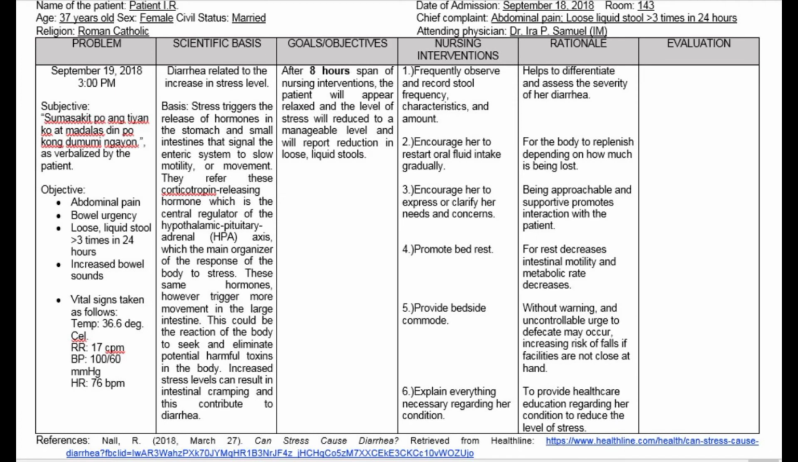Proceed to the rationale. The rationale is the reason why you are doing that intervention. In my sample, I will be doing my first nursing intervention for it will help me to differentiate and assess the severity of her diarrhea, and so on and so forth.